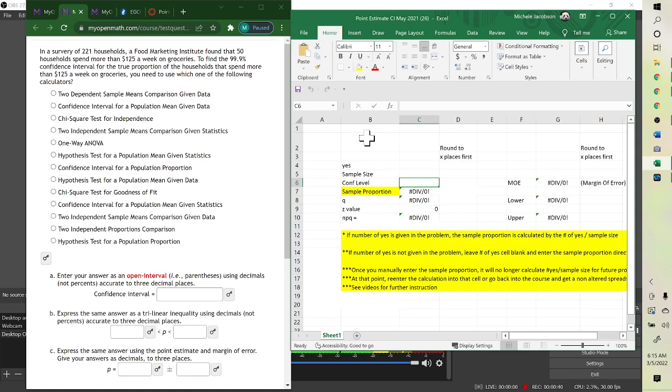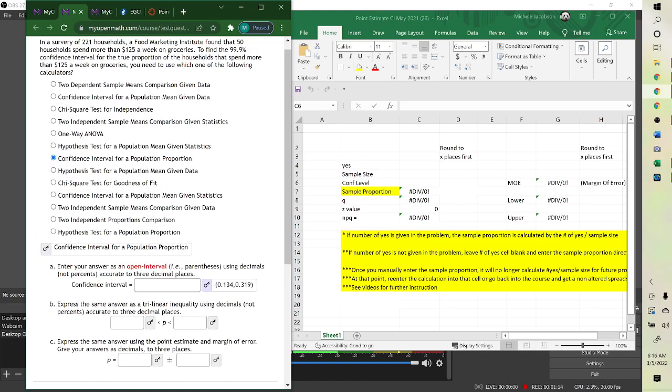So to do that, we want a confidence interval for a proportion. So then you want to find confidence interval. Here's a population proportion. So it would be that one, because we wanted a confidence interval and we wanted it with the proportion.